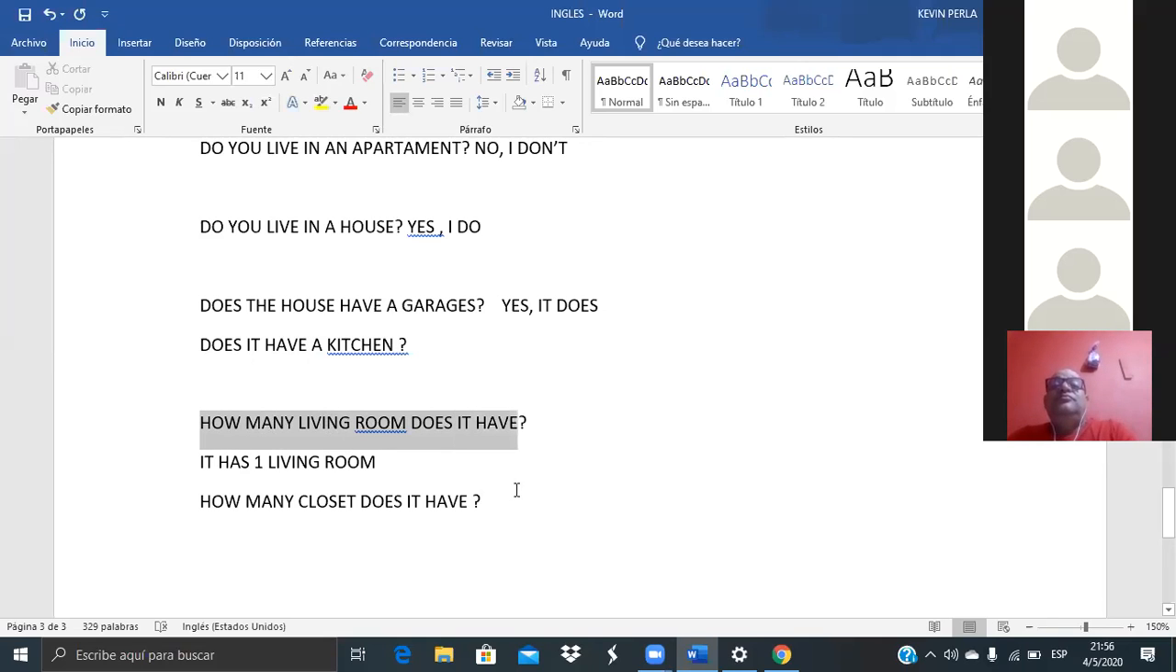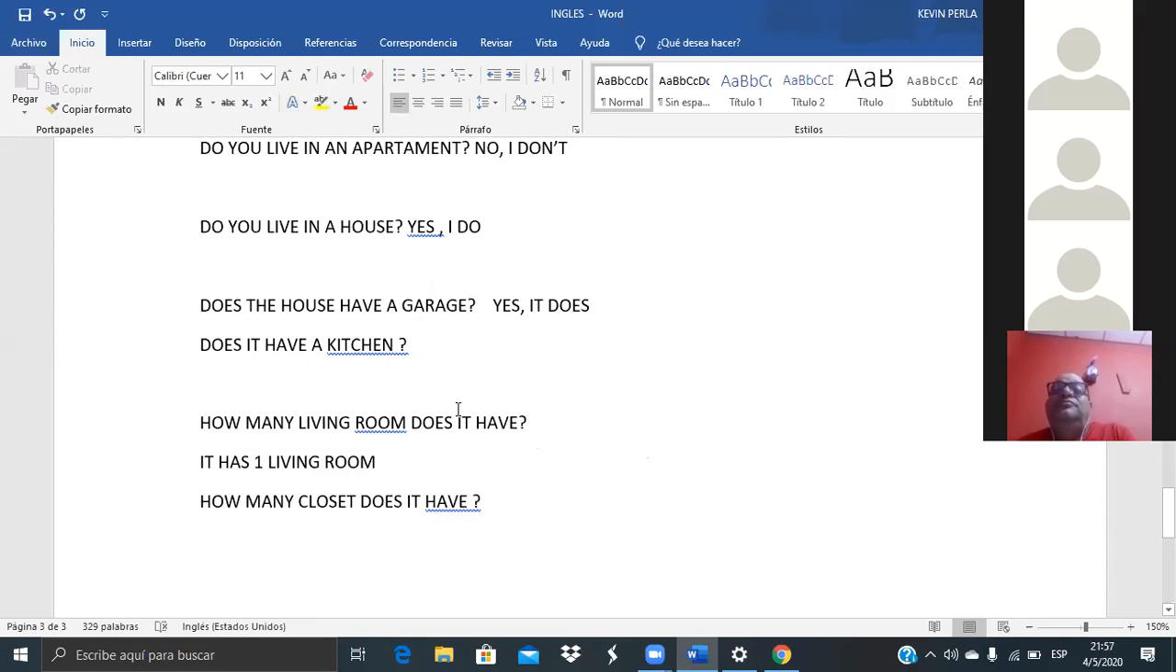Do you live in a house? Yes, I do. Does the house have a garage? Aquí el garage se lo quitamos. Yes, it does. Good. Does it have a kitchen? Yes, it does. Or no, it doesn't. Me imagino que sí, ¿verdad? Sí, sí. Good. How many living rooms does it have?